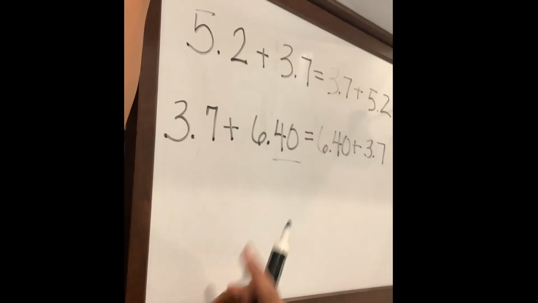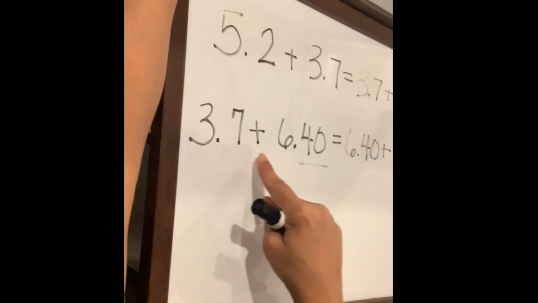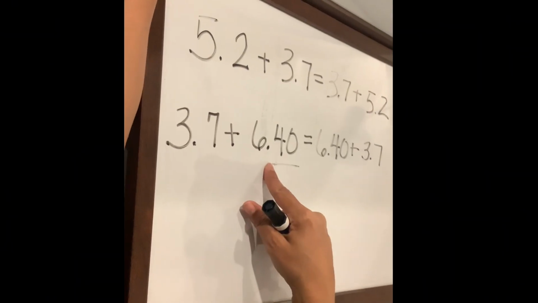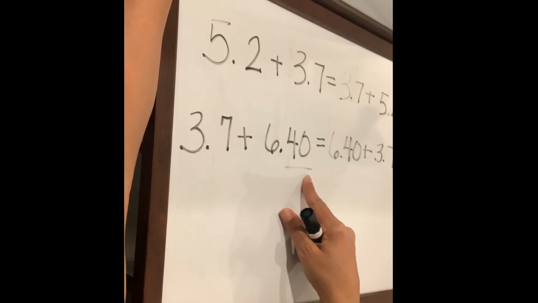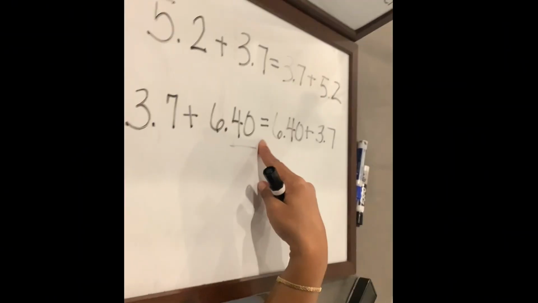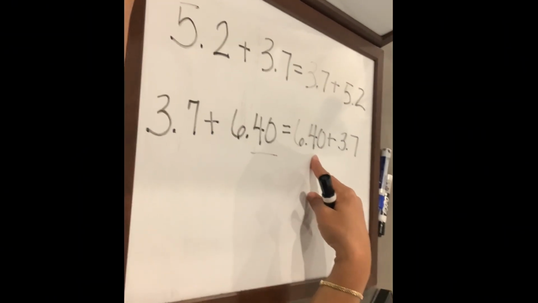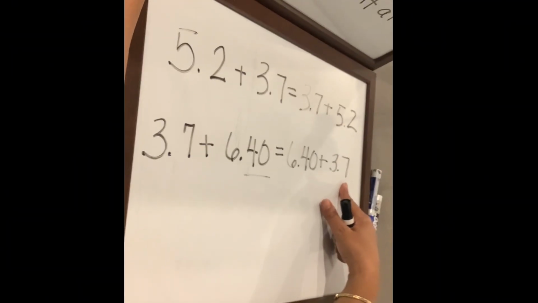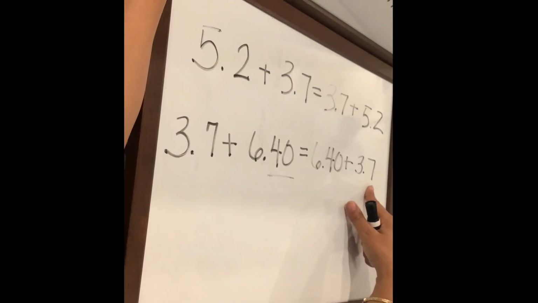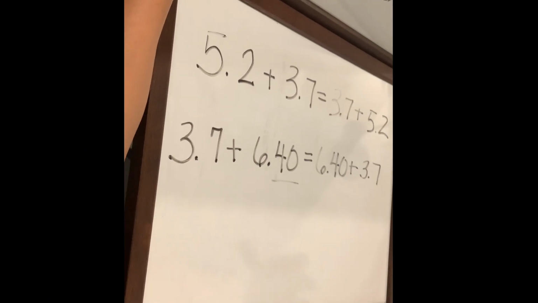Okay, read that with me. 3 and 7 tenths plus 6 and 40 hundredths equals 6 and 40 hundredths plus 3 and 7 tenths. Very good. All right, I need you to stay here.